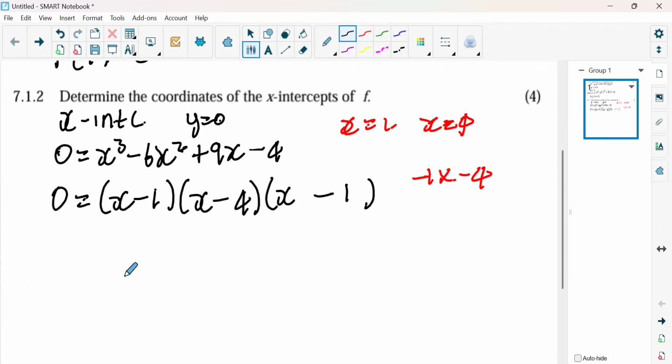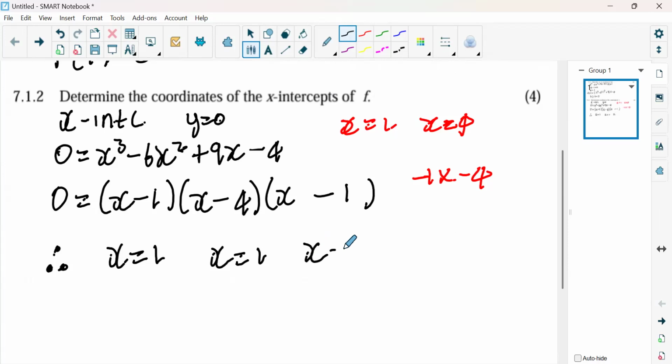Now you can see minus 1 is repeating itself 2 times again. So we have x minus 1, and we also have x minus 1. When you write this, you say, okay, I've already factorized that. Therefore, my x is going to be equal to 1, my x is also going to be equal to 1, and then my x is going to be equal to 4.